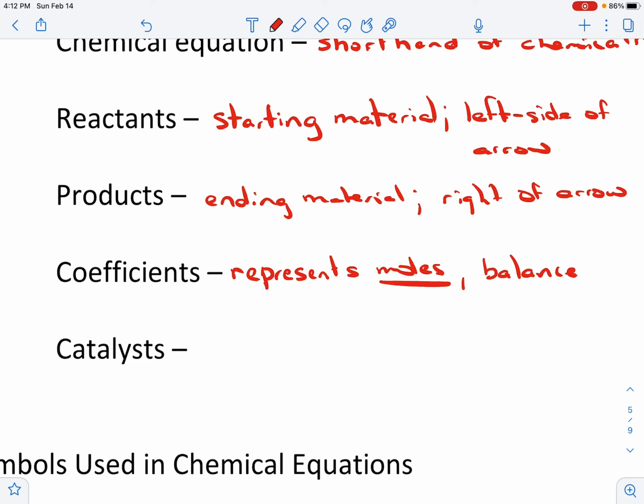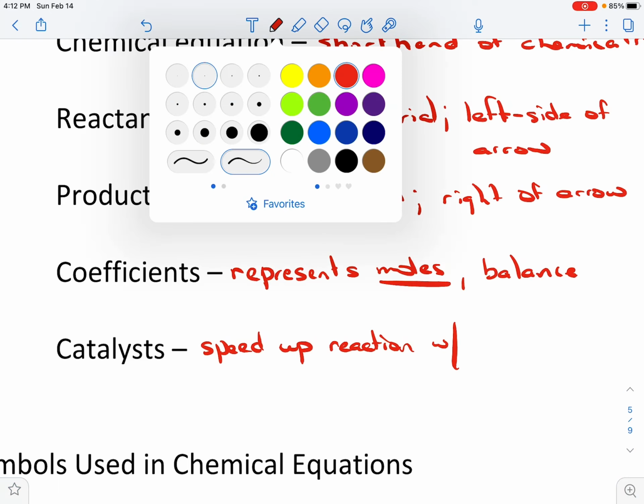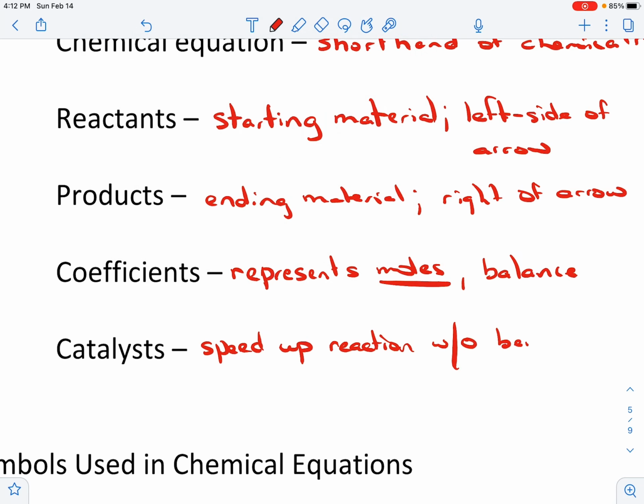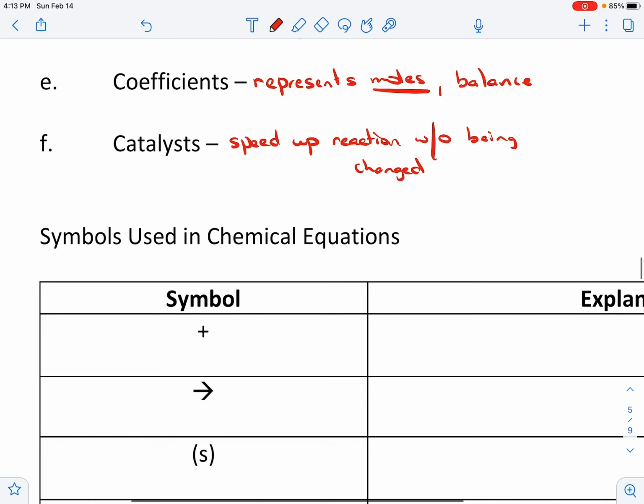All right, and then we have one last one, and this is just kind of going with the chemical reactions as we write them out. We have catalysts, and these speed up the reaction without being changed. So, the catalytic converter on your car is something that is a catalyst. It speeds up the reaction. They're actually trying to take the bad stuff out of the car.